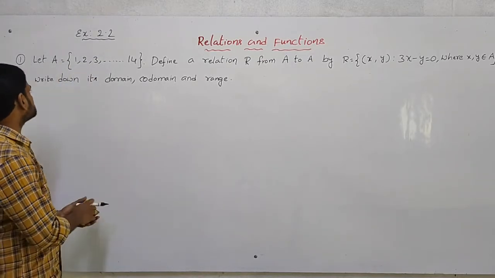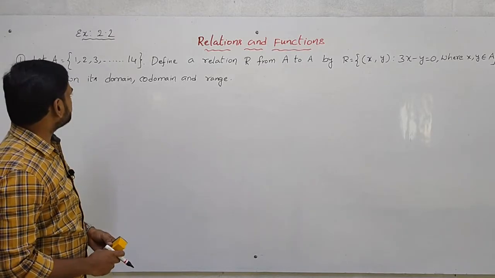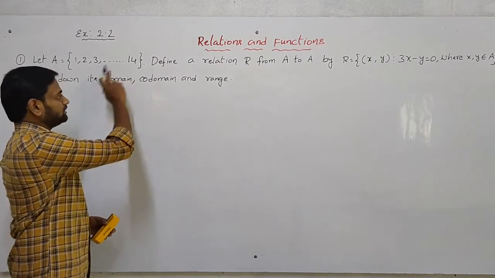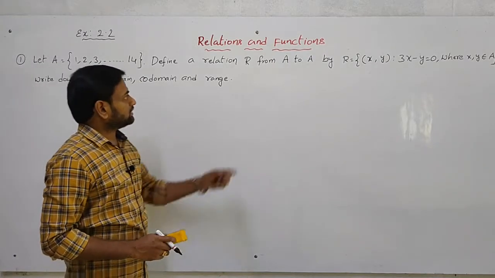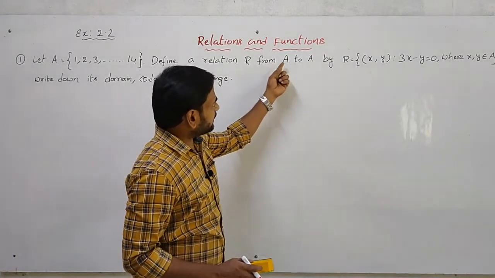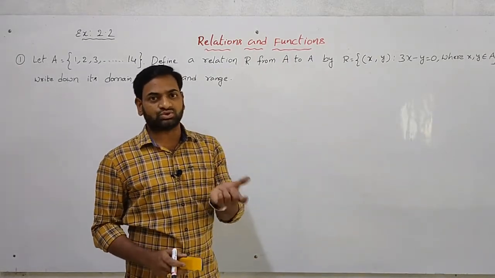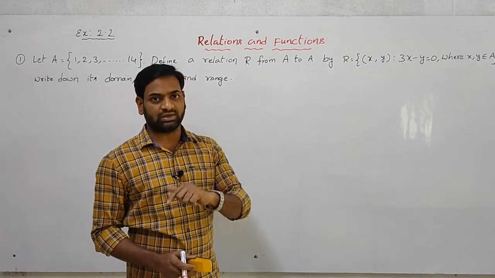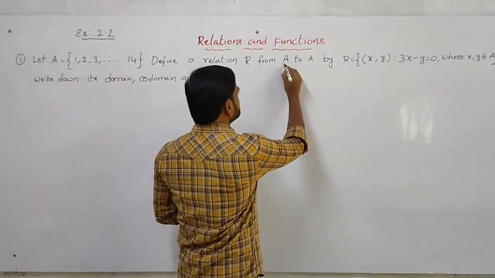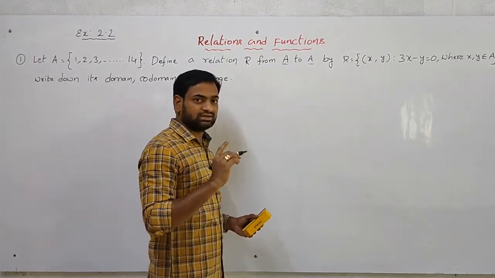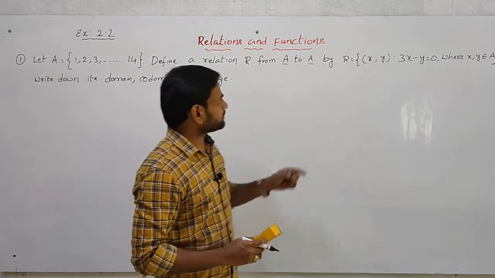The first one is: let capital A equal the set {1, 2, 3, and so on up to 14}. Define a relation capital R from A to A. Actually, a relation is defined from one set to another set, that is A to B, X to Y, like that. But here both the sets are A only. It is the set itself, that is A to A only.